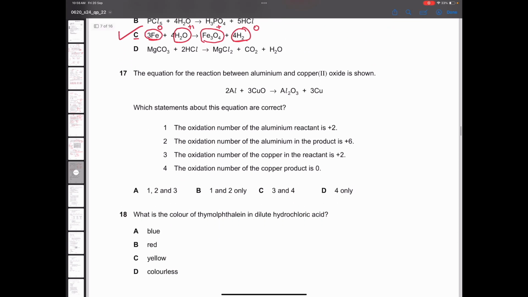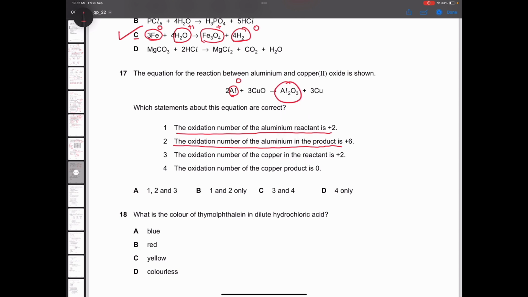Question number 17. Which statements about this equation are correct? The oxidation number of aluminium in the reactant is +2. Aluminium here is in the elemental form, so in elemental form the oxidation number is always 0. Then the oxidation number of aluminium in the product is +6.